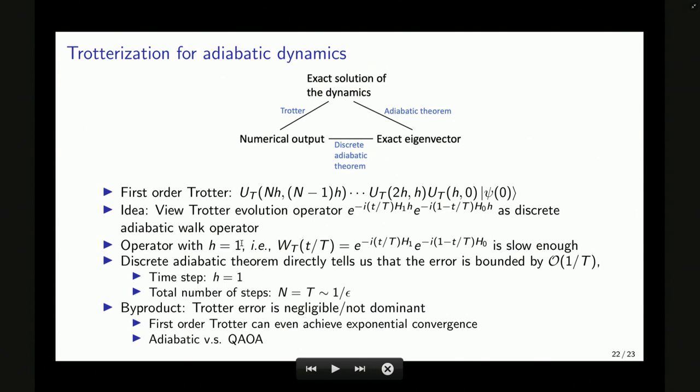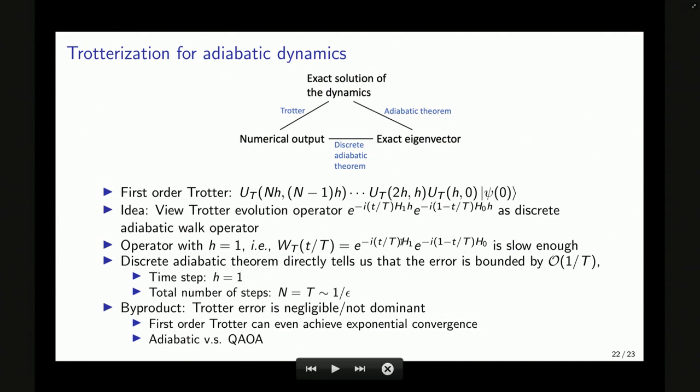And it turns out that if we choose the time step size to be one, so now we don't choose a small time step size, we choose the time step size to be one, so the corresponding Trotter evolution operator is given in this form. And you can actually prove that it is already slow enough.